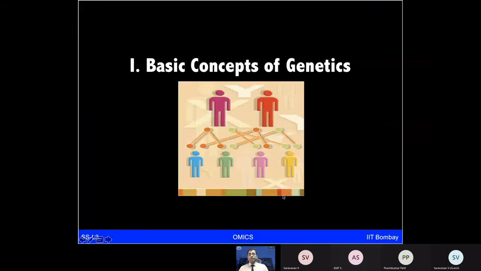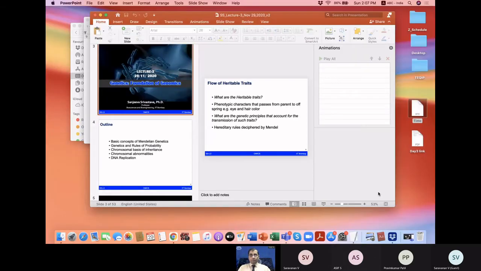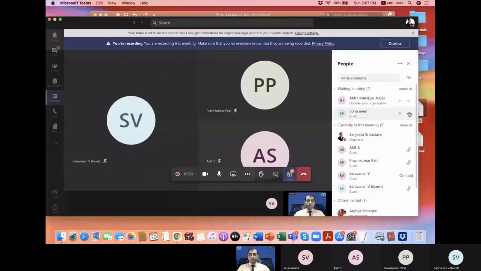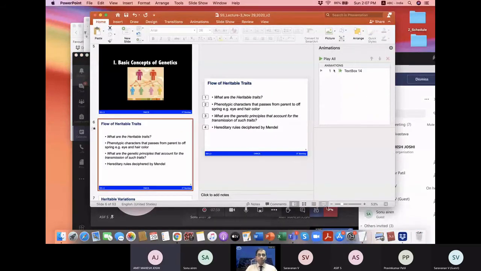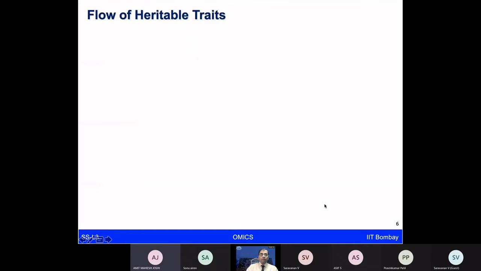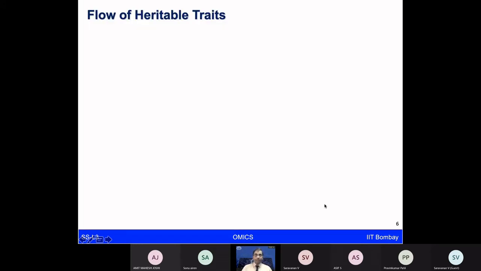All right, so let me just start first with the basic concepts of genetics. The first point which I want to talk about is some of the basic terminology and concepts of genetics, and then with some examples it will be clear to you why we are discussing this context.